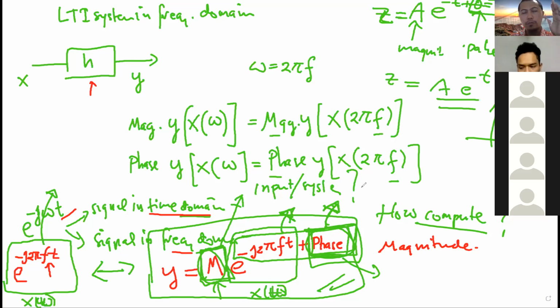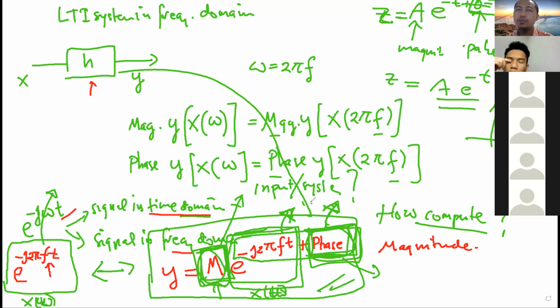Wait a moment. I agree with some of you that the phase belongs to the input, but the right answer is that the phase belongs to the system. I a bit agree with the comment, because changing the frequency of the input also changes the phase. But in this case, because the input doesn't change, the phase and the magnitude belong to the system.